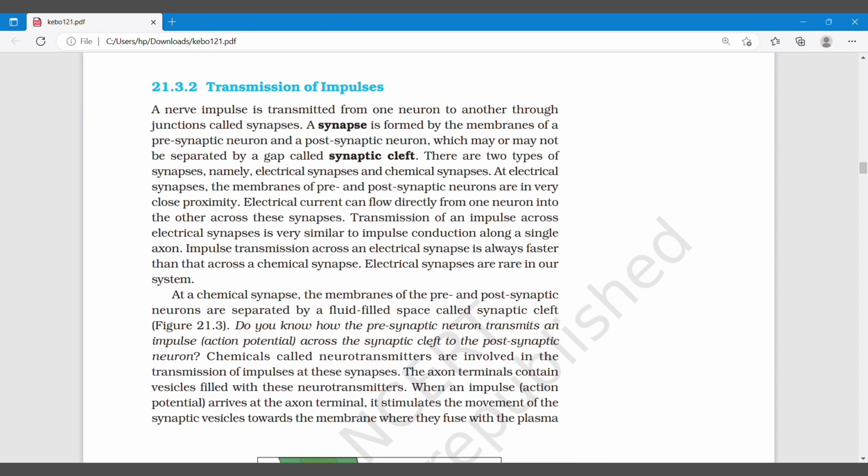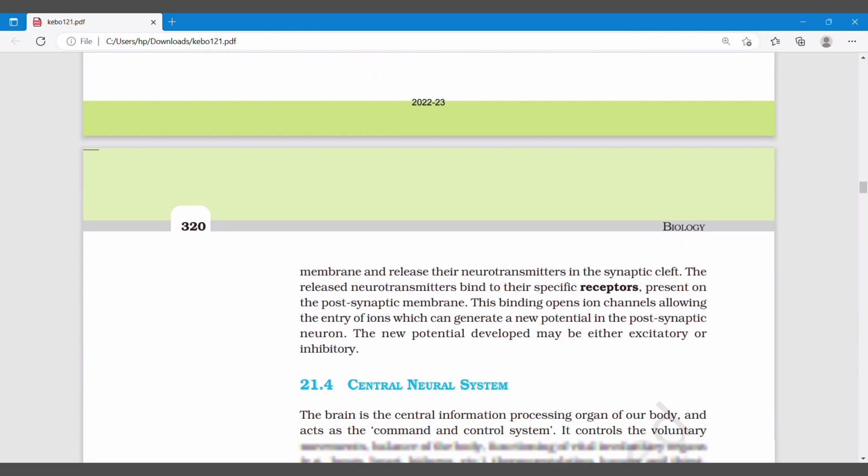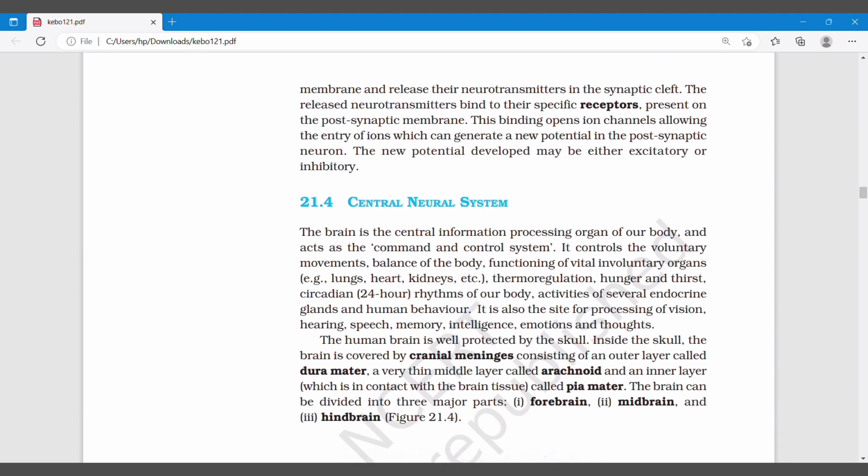When an impulse, that is action potential, arrives at the axon terminal, it stimulates the movement of the synaptic vesicles towards the membrane where they fuse with the plasma membrane and release their neurotransmitters in the synaptic cleft. The released neurotransmitters bind to the specific receptors present on the postsynaptic membrane. This binding opens ion channels, allowing the entry of ions, which can generate a new potential in the postsynaptic neuron.